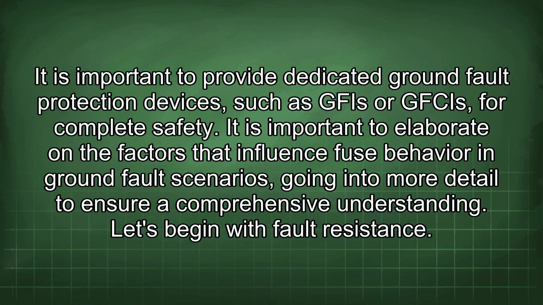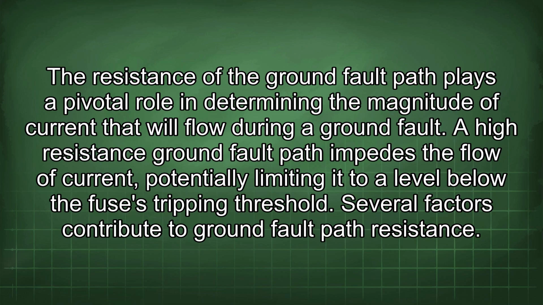It is important to elaborate on the factors that influence fuse behavior in ground fault scenarios, going into more detail to ensure a comprehensive understanding. Let's begin with fault resistance. The resistance of the ground fault path plays a pivotal role in determining the magnitude of current that will flow during a ground fault. A high-resistance ground fault path impedes the flow of current, potentially limiting it to a level below the fuse's tripping threshold.